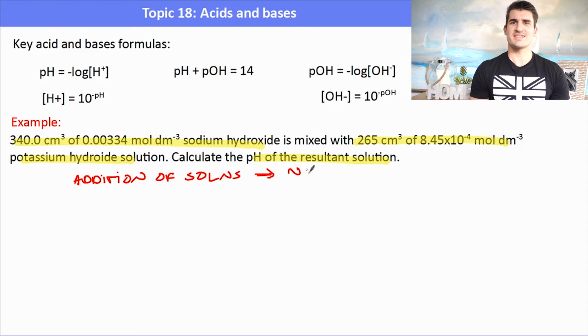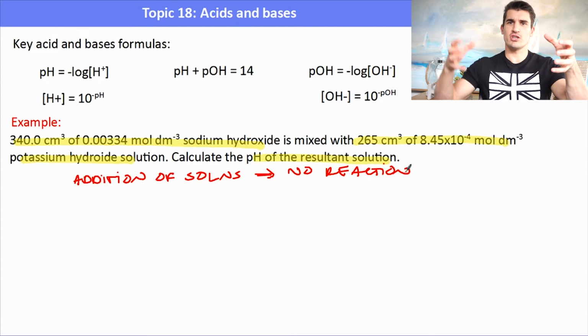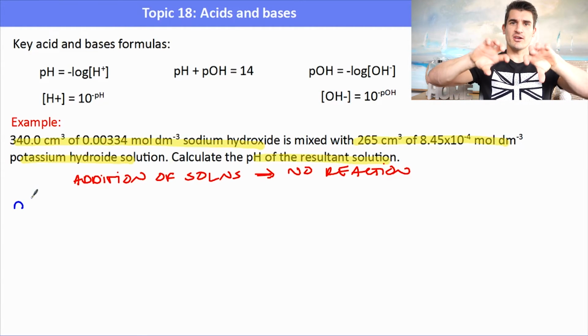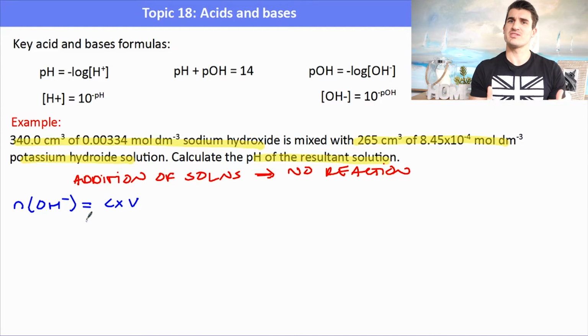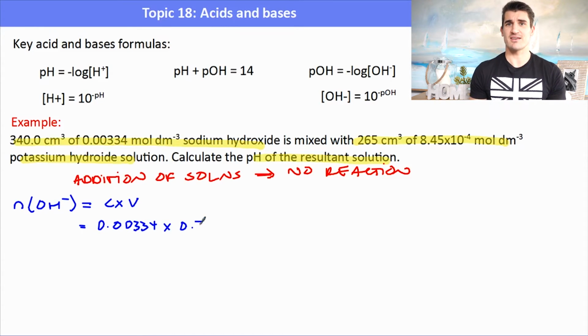I would refer to this as an addition of solutions question. We've got one solution and another solution. They both contain hydroxide ions, and then we've tipped those two solutions together. Because they are in fact just bases, there will be no reaction. If it was a reaction, we would need to take a very different pathway. But because it's just an addition of solutions, we can do this question quite simply.